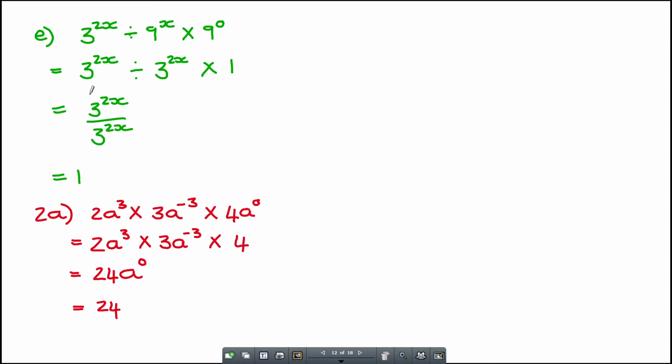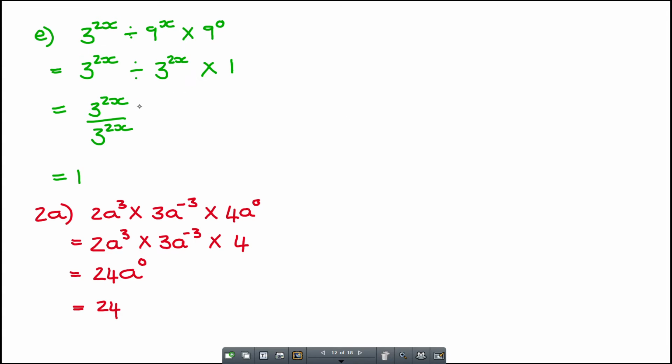Okay, then if I look at division and multiplication, they're actually almost on the same level. So what do we do when we've got both of those in an equation? We go from left to right. Okay, so if I took those first two, 3 to the power of 2x divided by 3 to the power of 2x, you'll see I wrote it in the form of a fraction. And then it's actually still times 1, but do I have to write it? No, because it's not going to change anything.